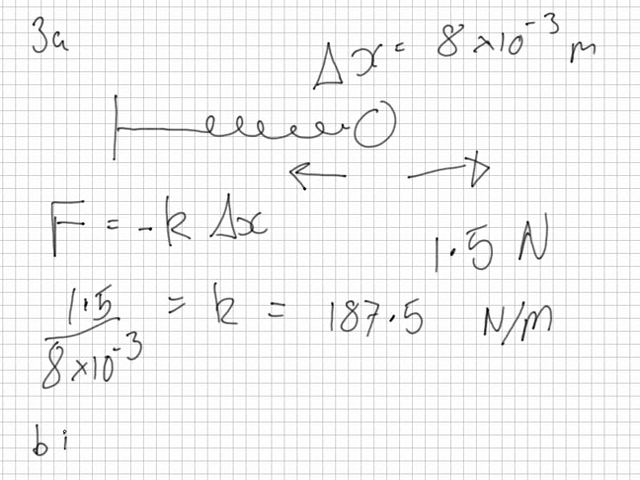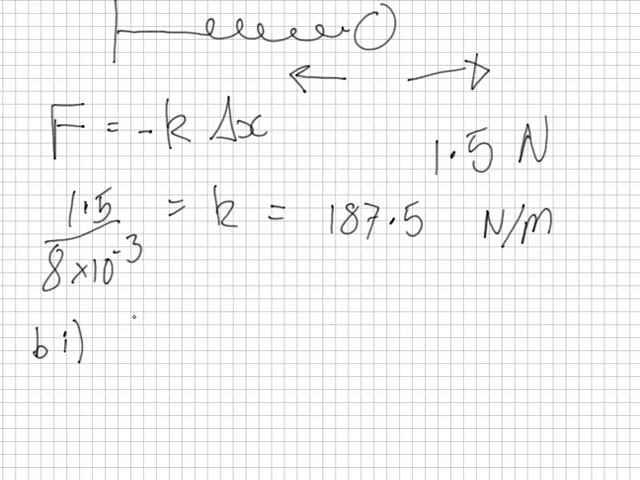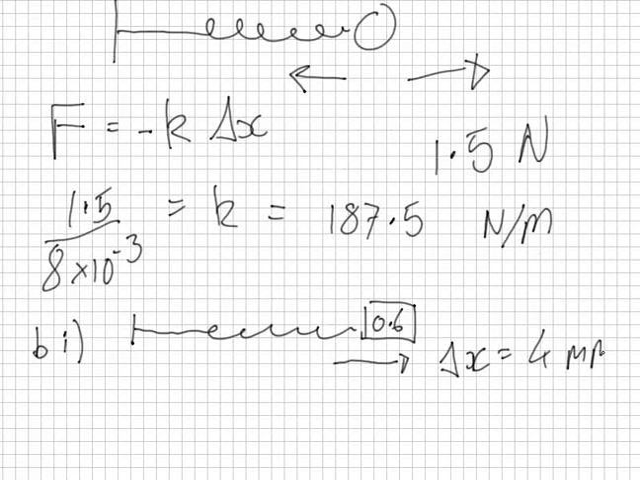Okay, B part 1. They want the time and the maximum velocity. So what they've done now is the spring is fastened at one end to a smooth horizontal surface and a mass of 0.6 is attached to the free end. The mass is pulled and released. So you have this spring here. This mass here is 0.6 and somebody pulls this a distance of 4 millimeters. And then it's released. So what would happen? It will snap to the left.